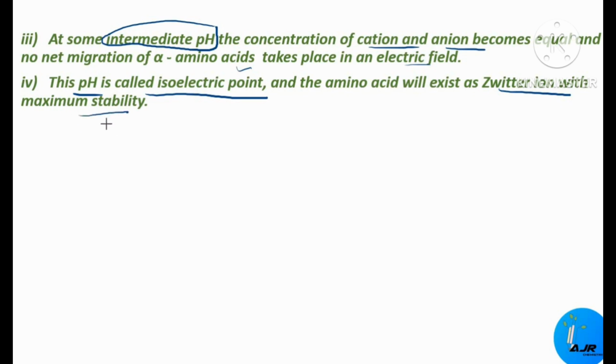So at which pH or at which point will the Zwitter ion have maximum stability? At the isoelectric point, the Zwitter ion will have the maximum stability. That means it will not be moving to either the cathode or the anode.